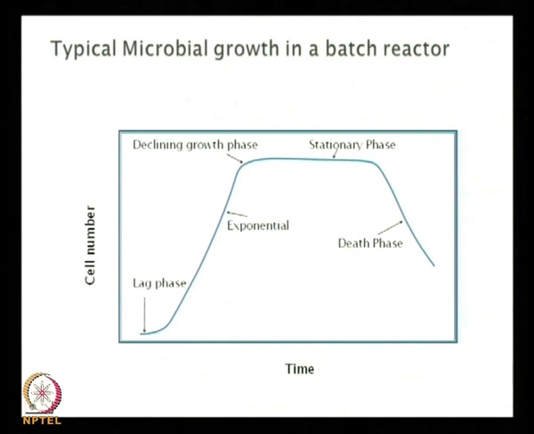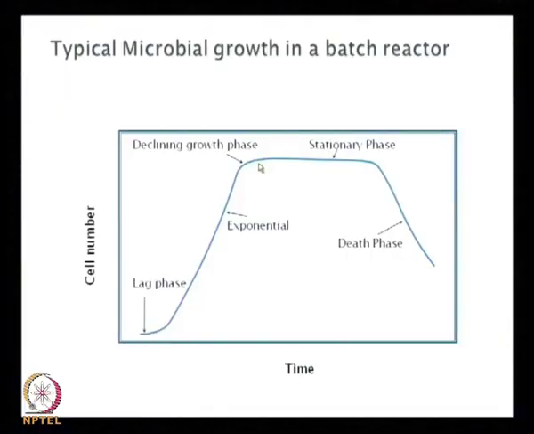Okay. Why is it stationary? Why is the cell number not growing any further? The growth rate and the death rate. Right, correct. The growth rate and the death rate are equal in the stationary phase. Okay, it is not that nutrients are deficient. If nutrients are deficient, then cell division would not occur. The growth rate and the death rate are the same in this phase. So, that is why it is a stationary phase.